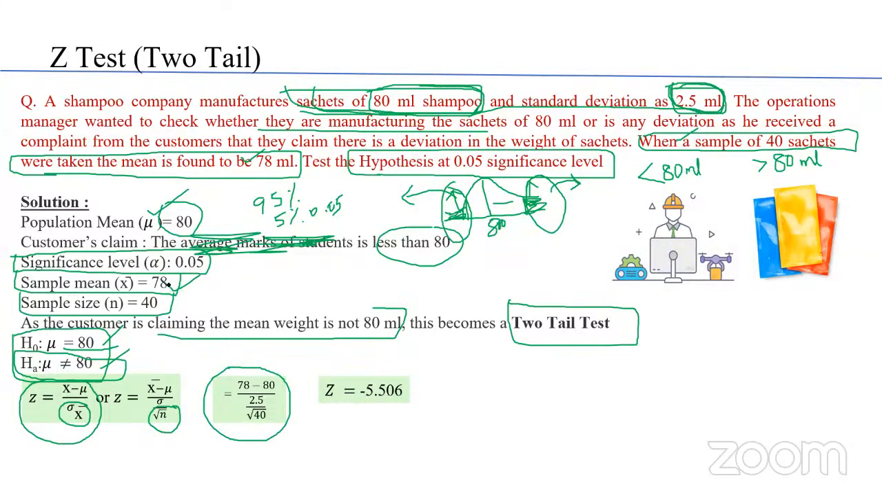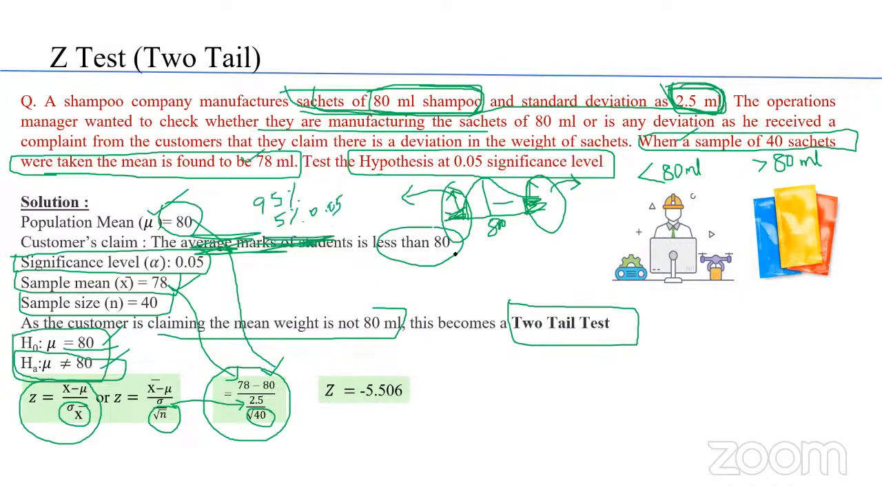78 is my sample mean, X bar. My population mean is 80. So that is 78 minus 80, divided by the standard deviation, which, as I've just mentioned, is the population standard deviation. So I have used straight away 2.5 divided by the square root of the total sample of 40. Is that clear? Just application of the formula. I did not do anything. Is that okay? Yes, sir. With that, I got the value minus 5.506.